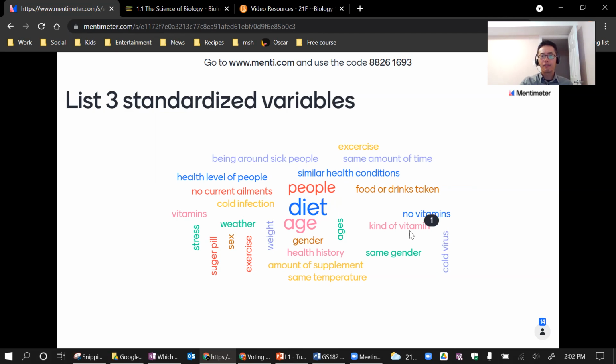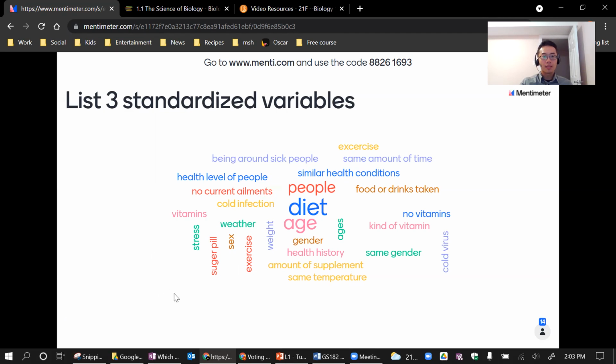Not so much the kind of vitamins, because only one group is receiving the vitamin, which is the experimental group. When we talk about standardized variables, we are talking about things that we want to standardize, that we want to make the same for each of the groups. Sex and gender, they mean the same thing. You don't want to use one gender in one group and the opposite gender in the other. You want a good mix, maybe 50-50.